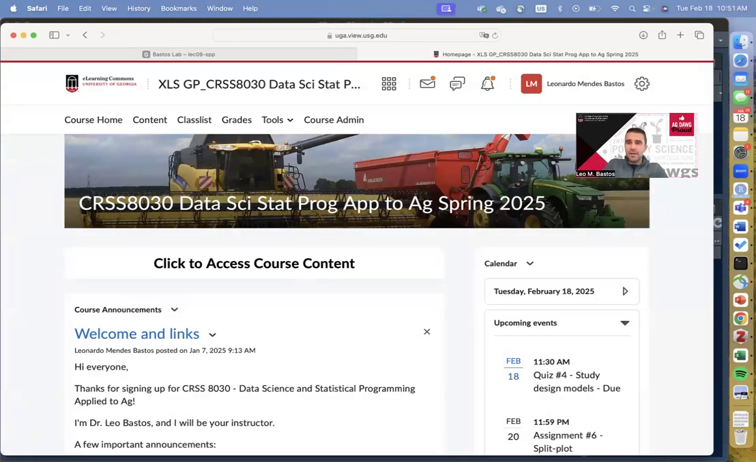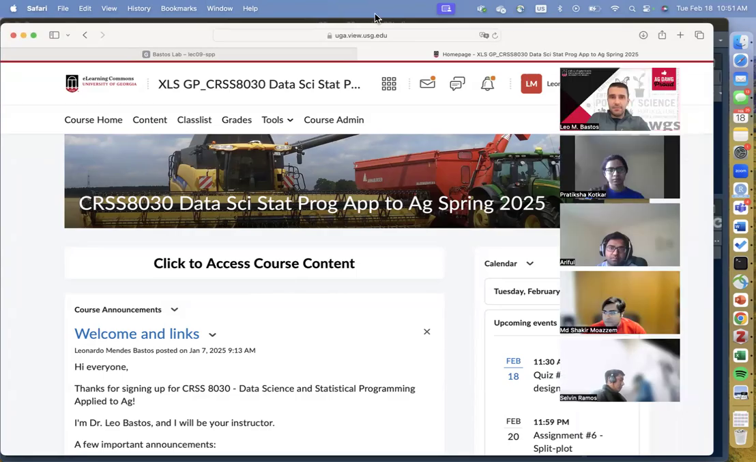Well, let me try something very quickly here. I don't want to take a lot of class time, but I was told you can do breakout rooms. And I never tried that. So let me see if I can easily try.